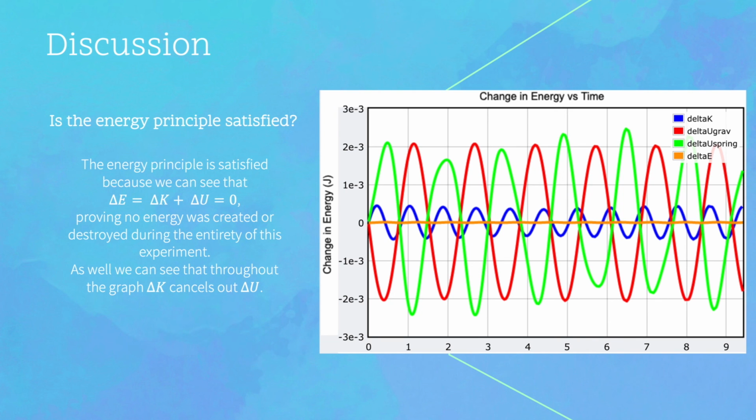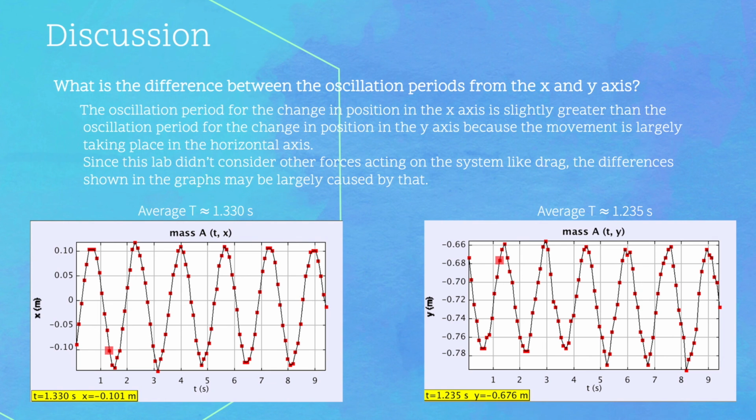Talking about the difference between the oscillation periods in the x and y direction, we can say that the oscillation period for the change in position in the x-axis is slightly greater than the oscillation period for the change in position in the y-axis because the movement is largely taking place in the horizontal axis. Also, since the lab didn't consider other forces acting on the system like drag, the differences shown in the graph may be largely caused by that.